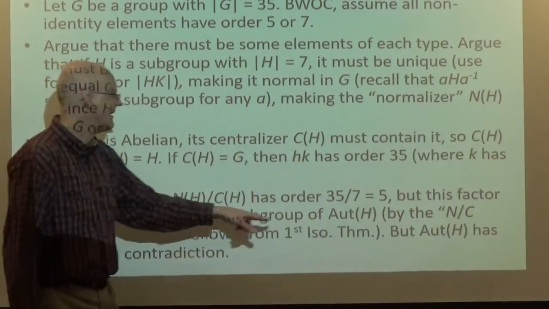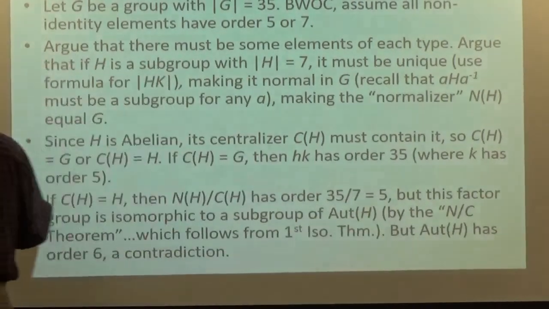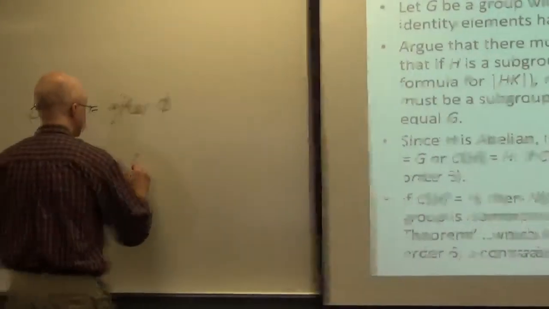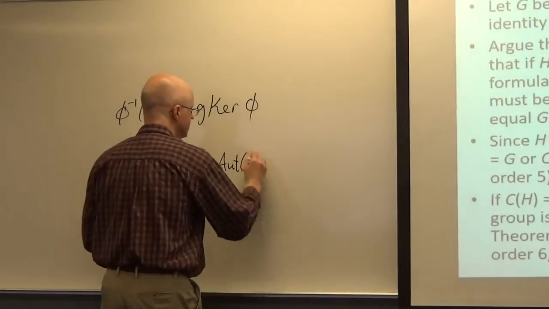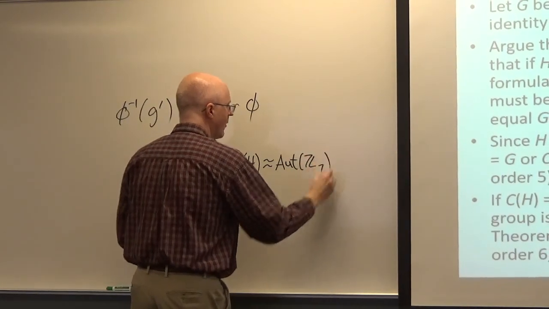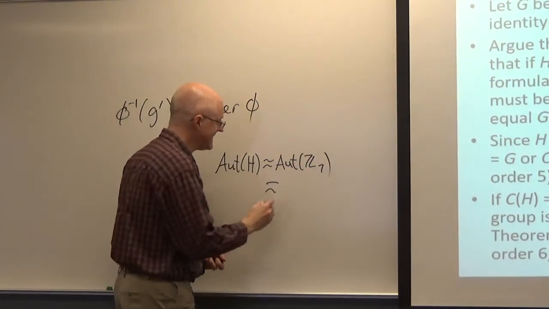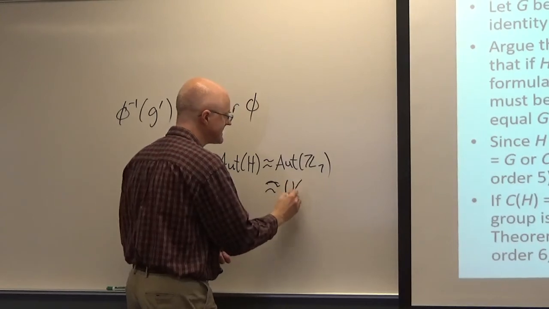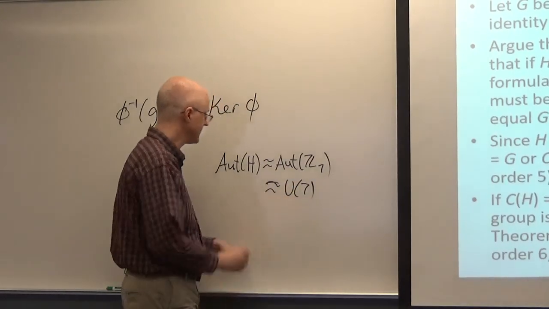Because Aut of H, since H is cyclic of order 7, is isomorphic to Aut of Z7, which we know from chapter 6 is isomorphic to U7, which has 6 elements.